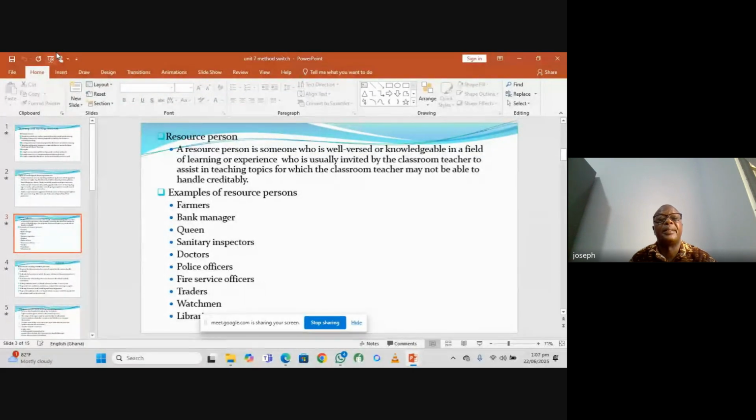Resource person as another technique that is under teaching and learning resources. Who is a resource person?